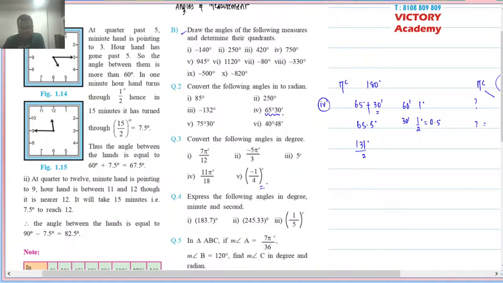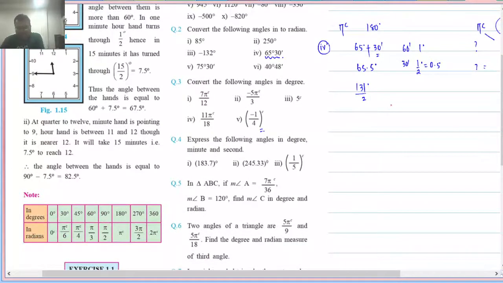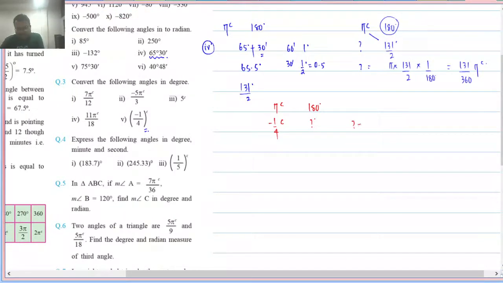Let's look at this question. Minus 1 by 4 radians. Question number 3. We know that pi radians is 180 degrees. Minus 1 by 4 radians is how many degrees? So you have question mark is equal to minus 1 by 4 into 180 upon pi, which is minus 45 by pi degrees. So that is the answer for the 5th one.